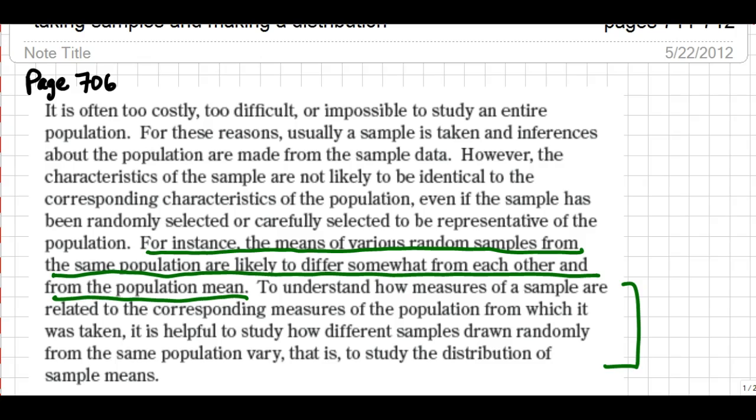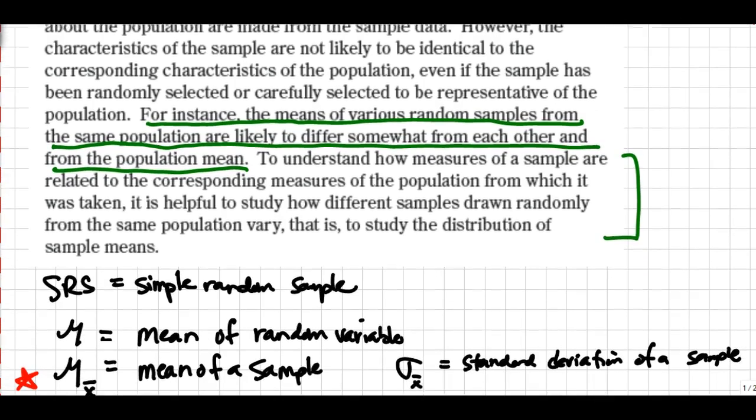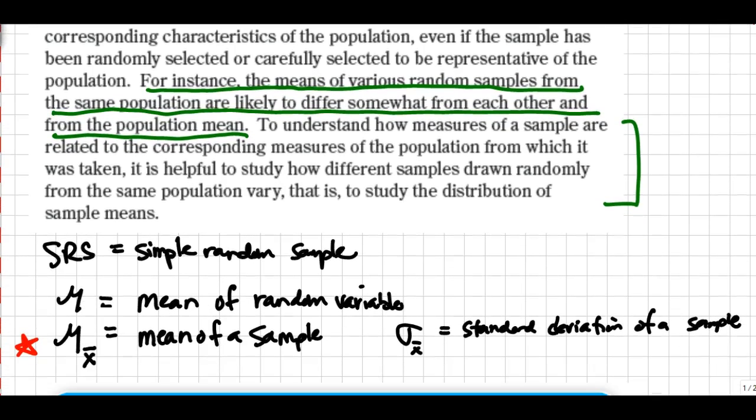So, to understand how measures of a sample are related to the corresponding measures of the population from which it was taken, it's helpful to study how different samples drawn randomly from that same population will vary, and to study the distribution of sample means. So moving forward, there are some symbols that we need to make sure students are comfortable with. When the textbook refers to SRS, they're talking about a simple random sample. It's simply an abbreviation that they're using there.